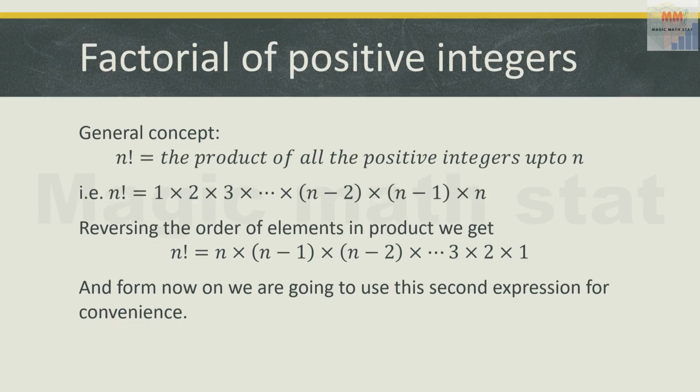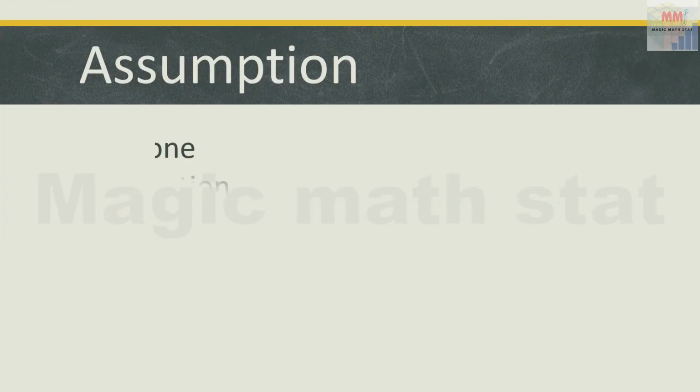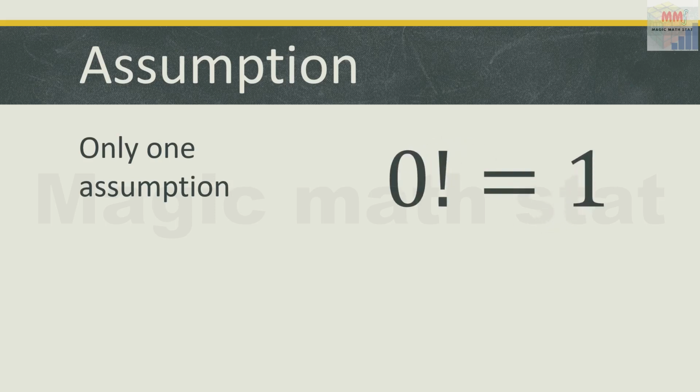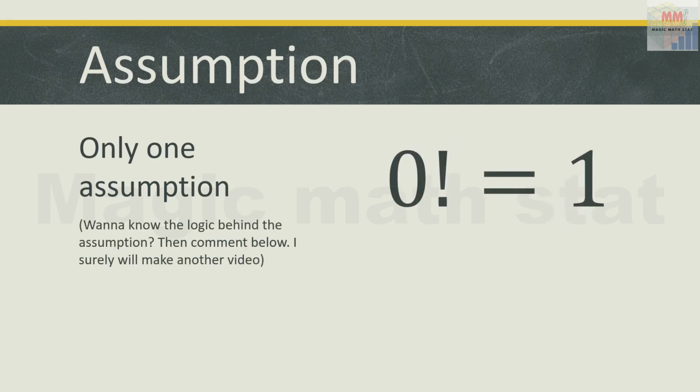So factorial is pretty simple, though we have one assumption in this chapter, that is, 0 factorial equals 1. Want to know the logic behind this assumption? Then comment below. I will surely make another video about it.